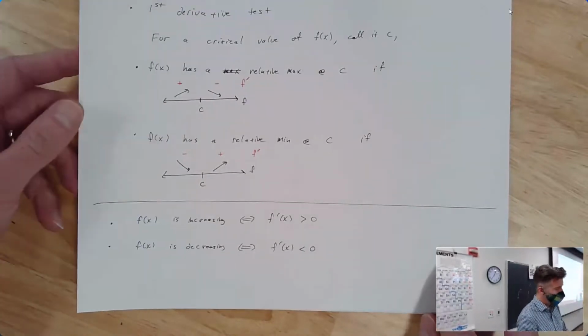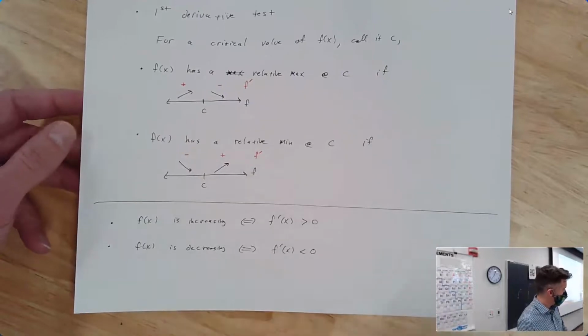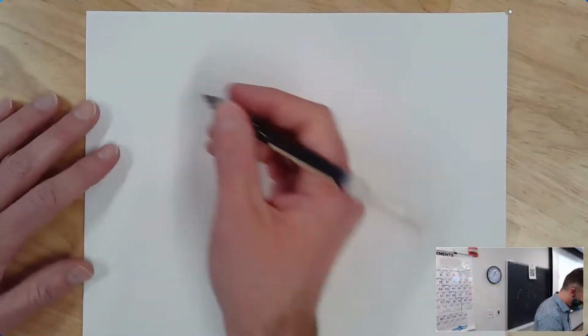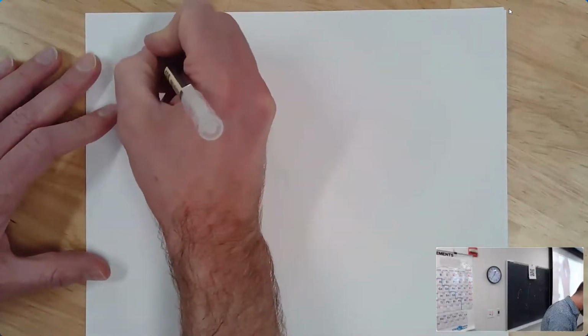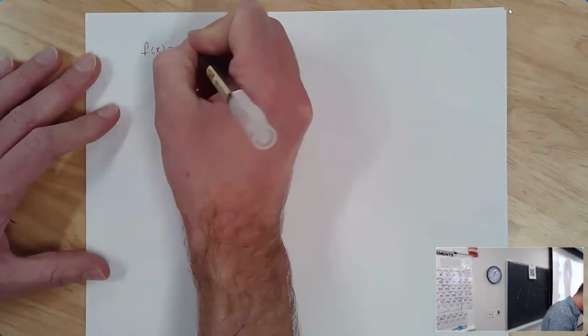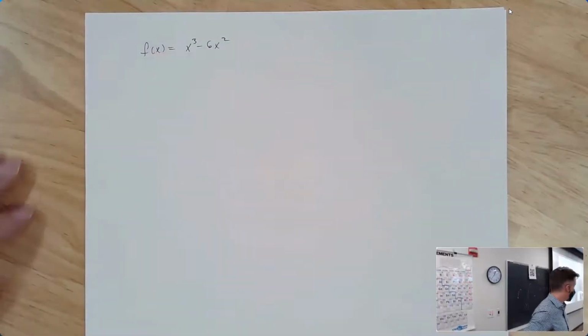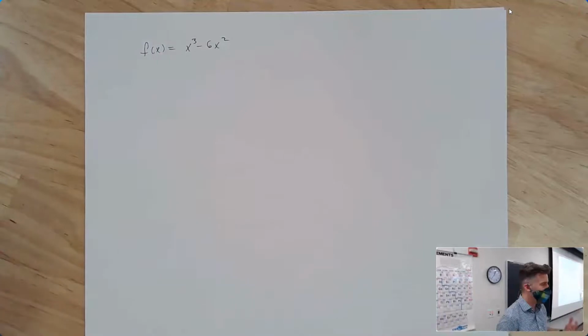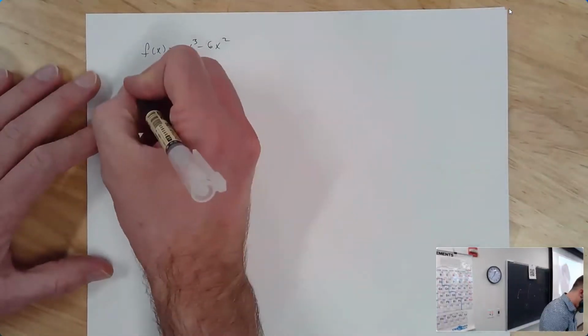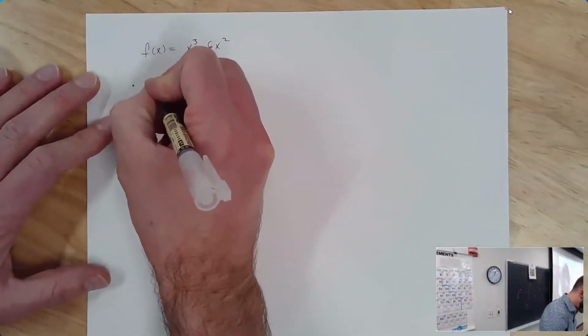So let's look at an example we've already seen, but in a slightly different light. Let's say we want to talk about this function, but now we're no longer restricting its domain. So we're just looking at f of x equals x cubed minus 6x squared. And I want to know a couple things. One, where is this function increasing or decreasing?